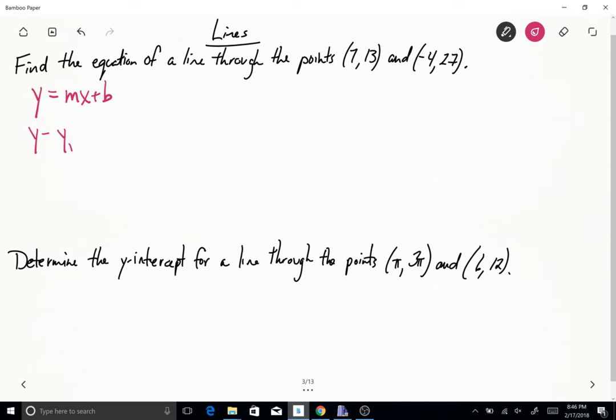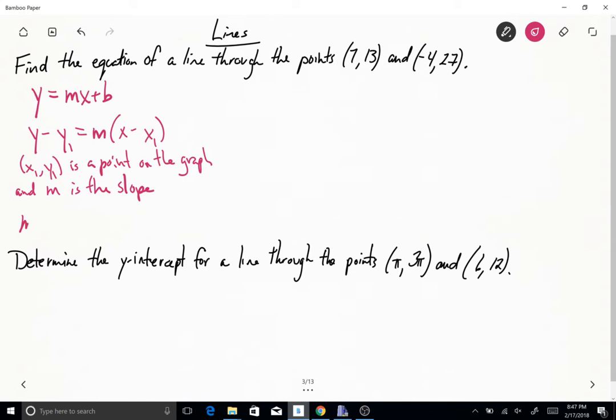The one I would recommend knowing is y minus y1 equals m times the quantity x minus x1, where x1, y1 is a point on the graph, so all you need is 1 point, and m is the slope.